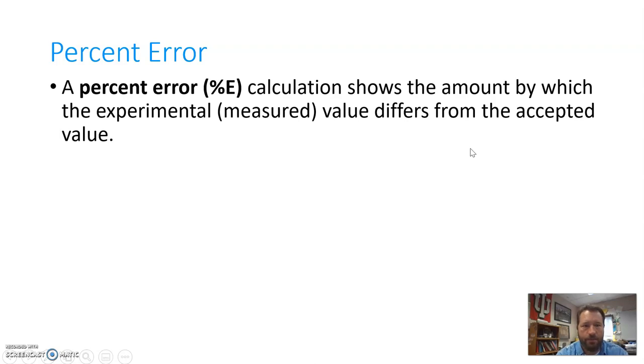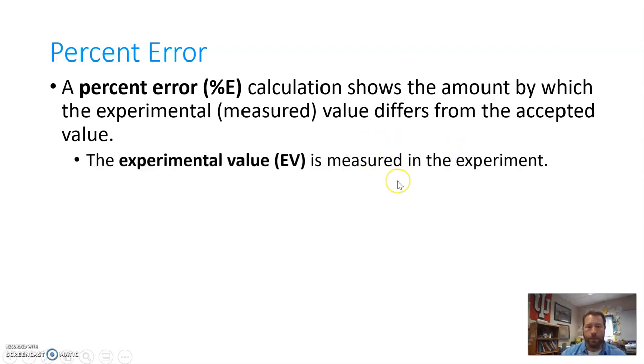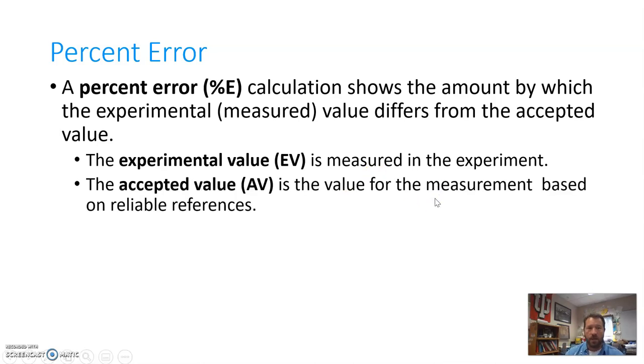So, percent error is a calculation that shows us how far our experimental value is different from the accepted value. The experimental value is what we're going to measure when we're in the lab or when we're gathering data. The accepted value is the accepted, or correct, value.